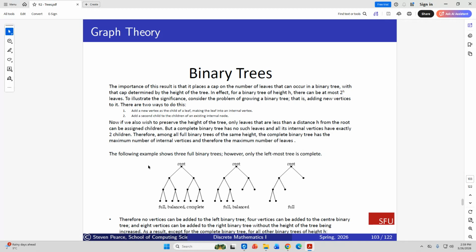Now, the following example shows 3 full binary trees. However, the one on the left is not the one. Only the leftmost tree is complete. Okay, this is full. It's full because the branching factor is 2 everywhere. This is full and balanced. This is full, balanced, and complete. All right.